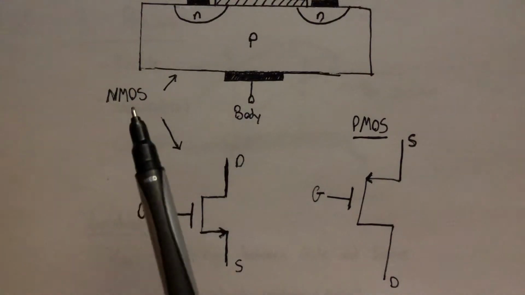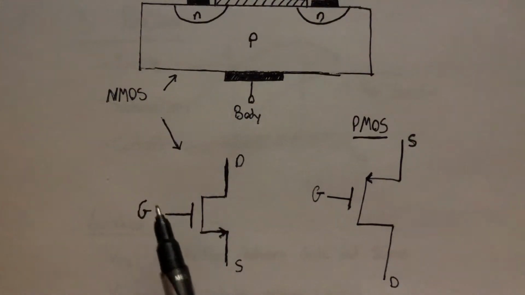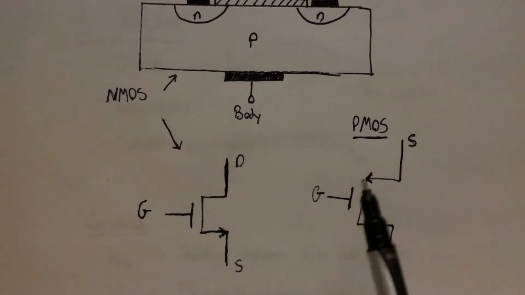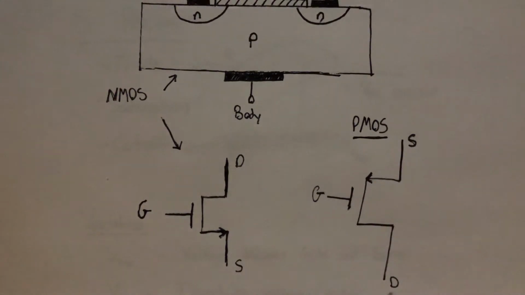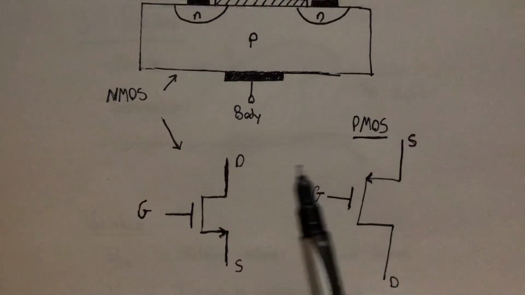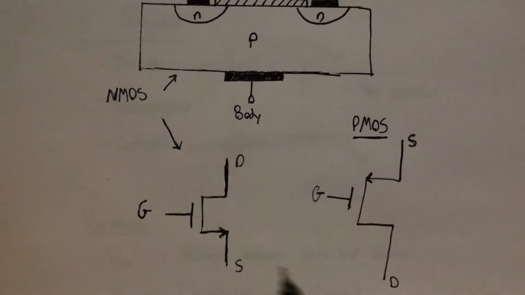An NMOS, we can tell it's NMOS because the arrow's pointing from G to S. And inversely, we can tell if it would be a PMOS if it was pointing from S to G. Also, the D is usually hanging out on the bottom in a PMOS type MOSFET diagram.